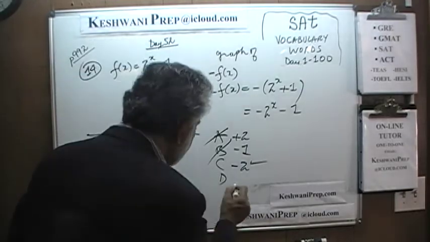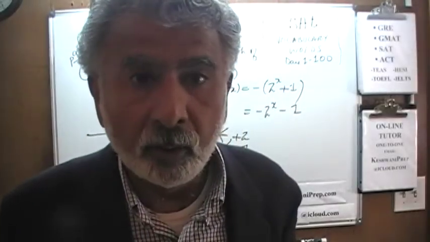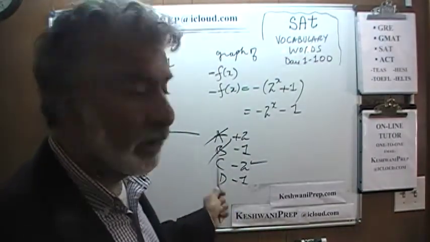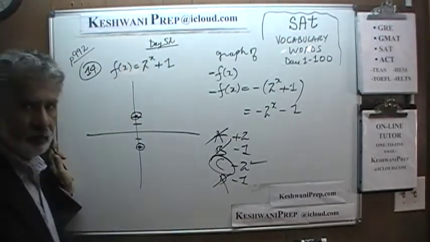Oh, there you go. D has a y-intercept of negative 1. We don't even have to do any more work. I thought we were going to narrow it down to 2 and then have to do some more work, but we don't have to do that. D doesn't work. The answer is C.